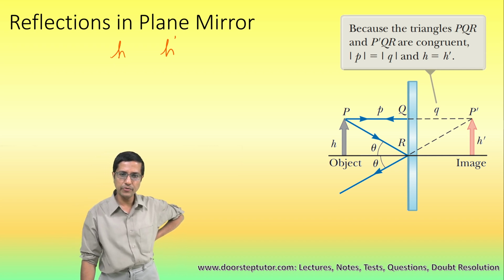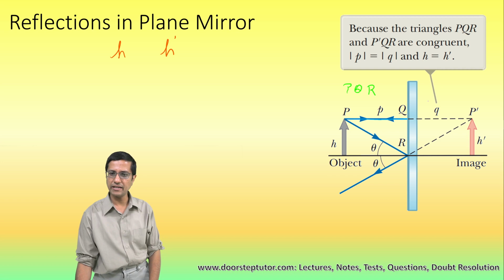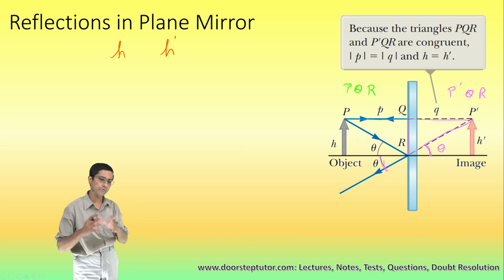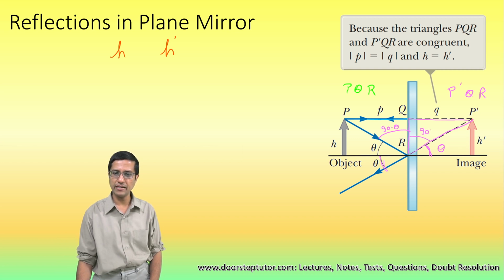To do that, what we look at in this figure is these two triangles. This is our first triangle, PQR, and the second triangle right here, this one. We are going to look at these two triangles, PQR and P dash QR. Notice that this angle is theta, therefore this angle is also theta. Why? Because that is the intersection of two lines. Opposite angles have to be the same. Now, because this angle is theta, this angle is 90 minus theta, and so is this angle. This angle is also 90 minus theta.